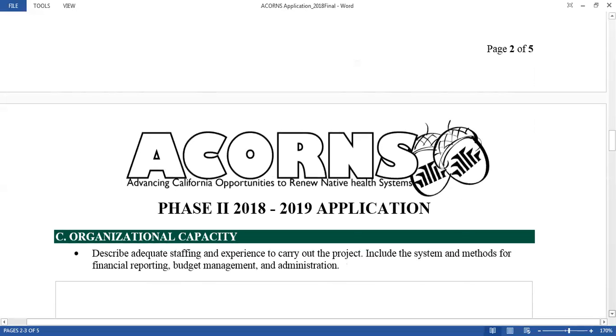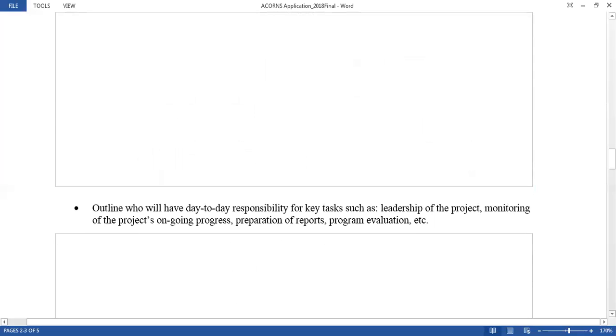In this question, you will respond to how your organization and the staff at your organization have the appropriate experience and capacity to complete the project objectives, including managing the funds and making sure that there's the appropriate budget management and grant administration. The next section asks who will have day-to-day responsibility for key tasks such as leadership of the project, monitoring of the project's ongoing progress, preparation of reports, and program evaluation.